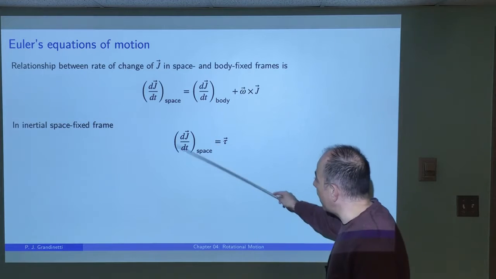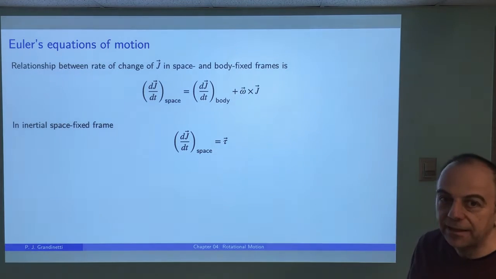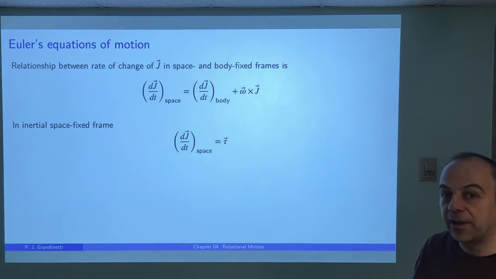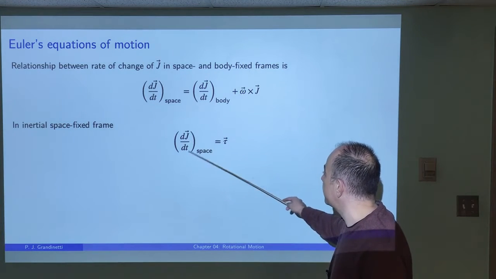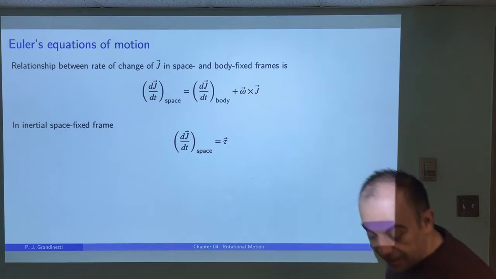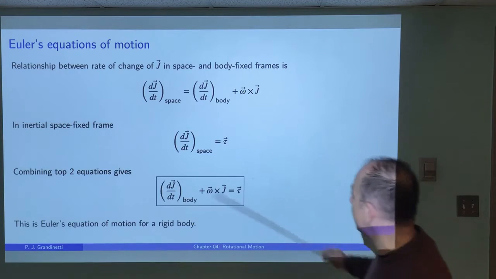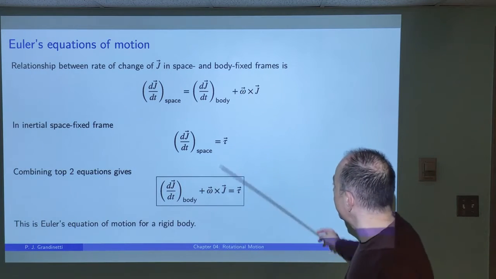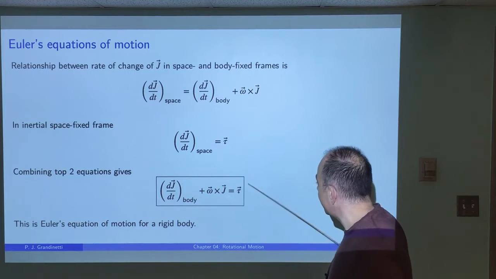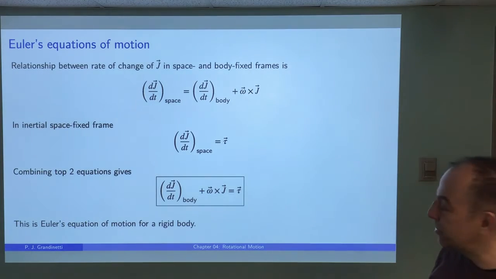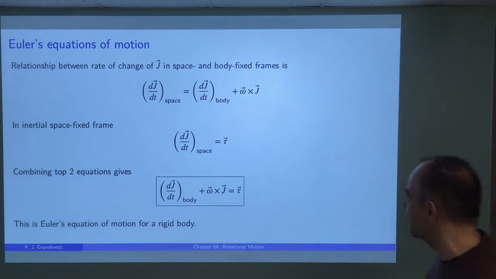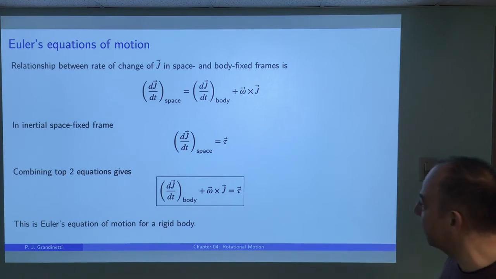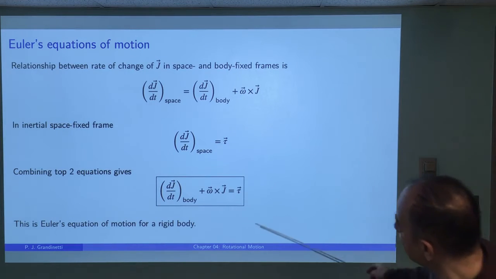In the space fixed frame, we know the total angular momentum will not change unless there's an applied torque. And that relationship is given here, that dJ/dt is equal to the torque applied. So we can simply replace this derivative with the torque, and this is Euler's equation of motion for the rigid body. So once you get through the rotating frame transformation, it's a pretty simple derivation to get Euler's equations of motion. Let's take a look at this in more detail.